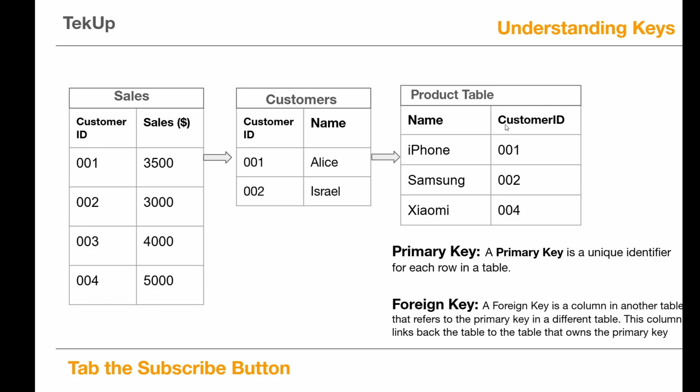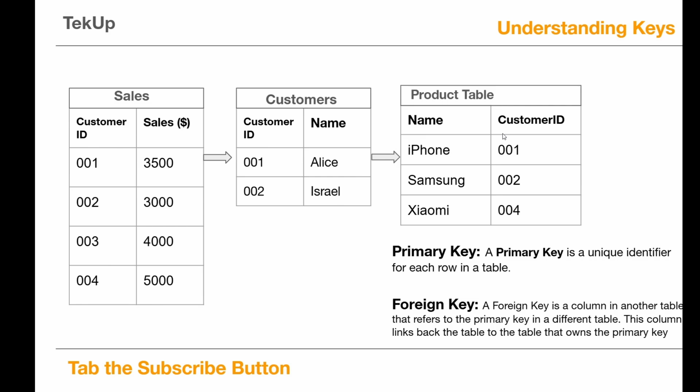Now, in this product table, the customer ID is a foreign key. Why is it a foreign key? Because it is a key that exists in another table, referring to the primary key in a different table. This is a different table, which is the customer table. But this customer ID is in this product table, and because of its existence, it is linking these two tables together, forming a relationship between them.